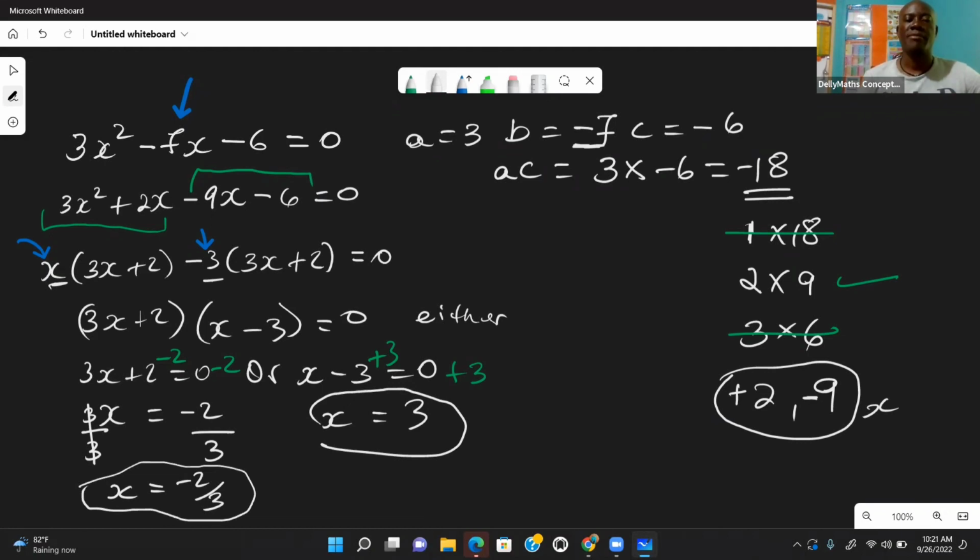So there we have it, factorizing to solve a quadratic equation.